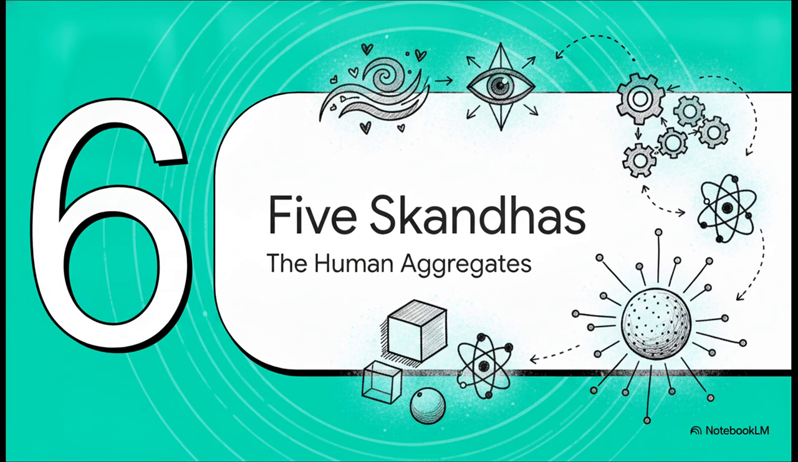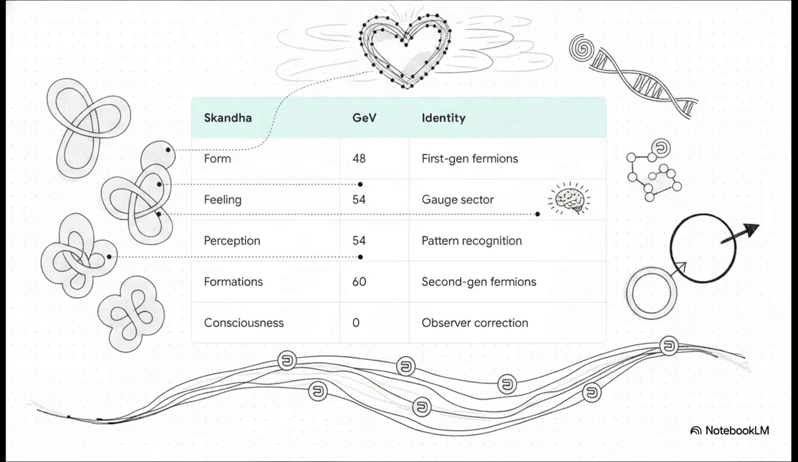Section 6, Physics of 5 Skandhas, because the sutra doesn't stop at just physical form. It famously goes on to claim that this exact same rule applies to feeling, perception, mental formations, and consciousness, the 5 ancient human aggregates, or skandhas. And look at this mapping. It is flawlessly aligned with specific GeV eigenvalues in physical sectors.